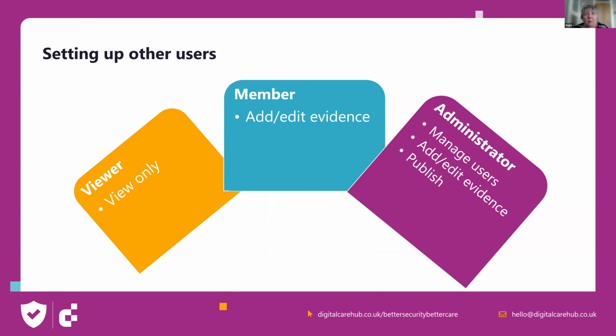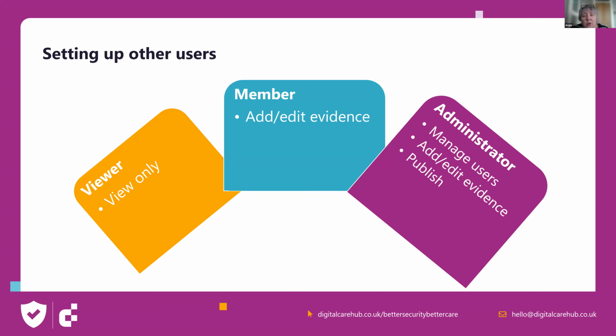Okay, so you can set up your users, and you'll see that there's 3 types of users here. So we have a view only, so that you could give that to your registered managers if you're a multi-site, or you could give it to your data leads so that they are aware, your digital champions. A member can add and edit evidence, but only the administrator can publish, and only the administrator can manage users.